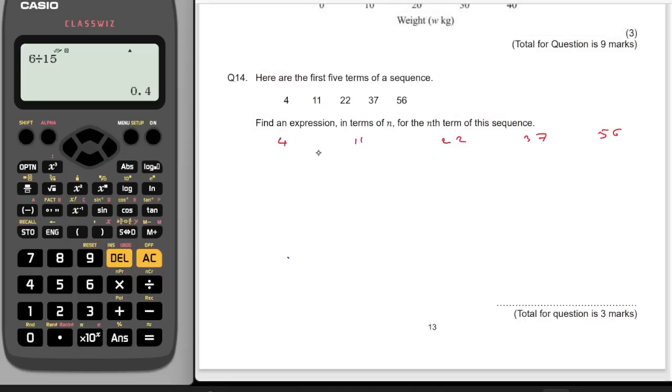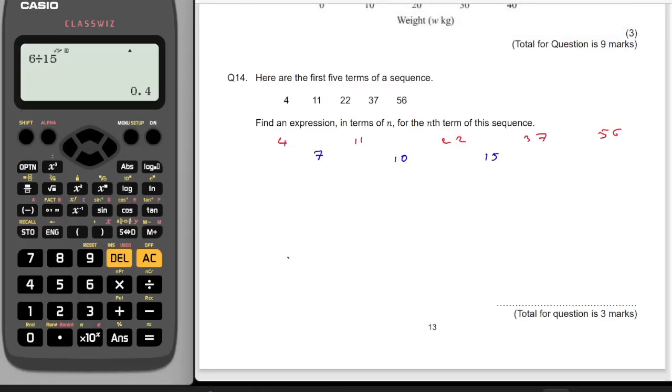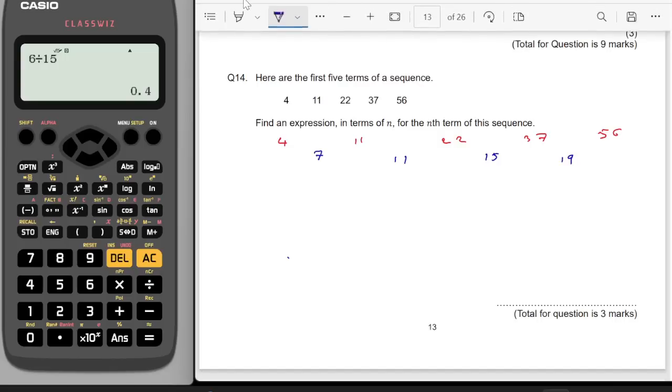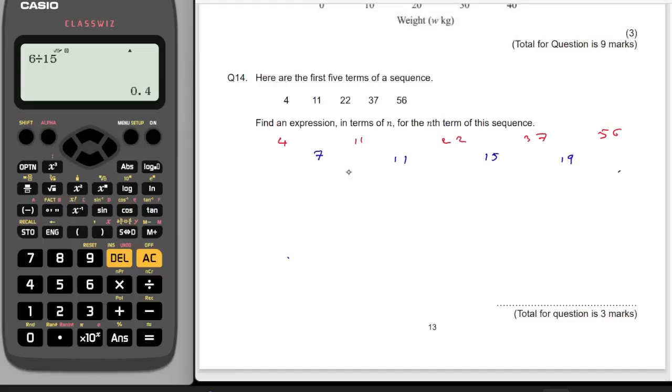So my first set of differences, let's do these in different colours, are 7, 10, 15, so I've messed up there. That was 11, my mistake. And then the difference between those is 19. That's my first set of differences. We can see that they're going up. It's looking promising. So let's go for my second set of differences. We'll go purple for this. So my second set of differences are 4, 4, and 4.